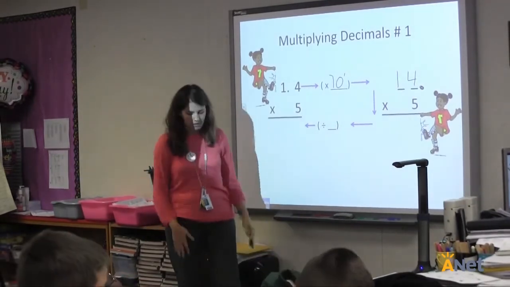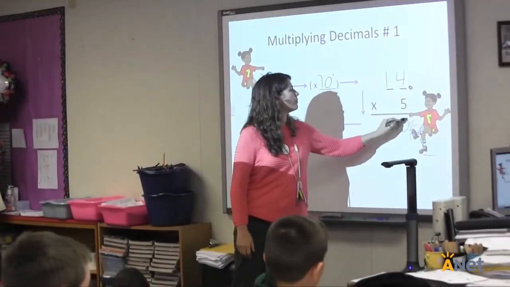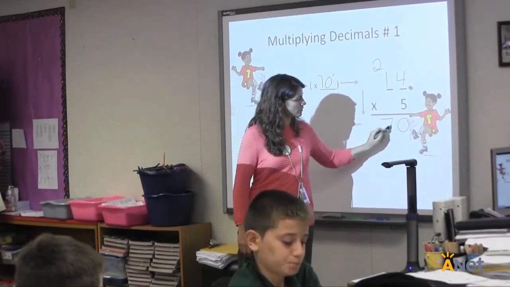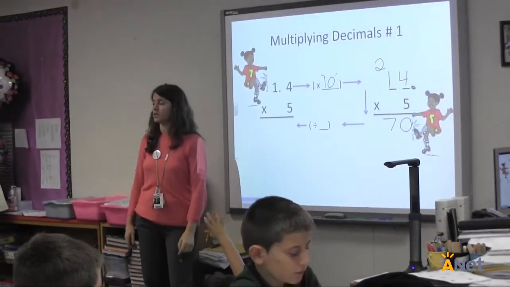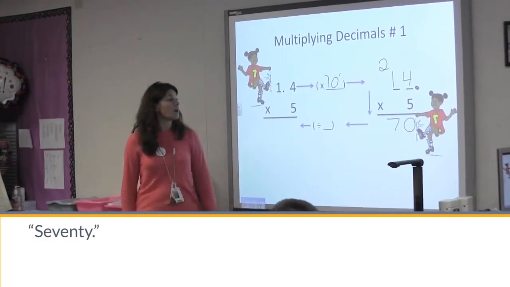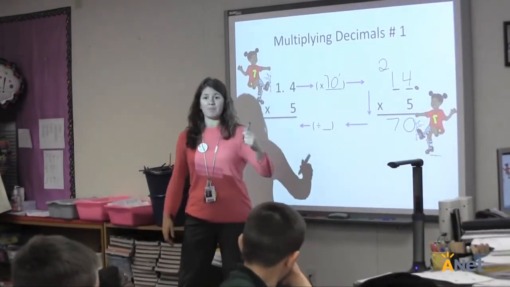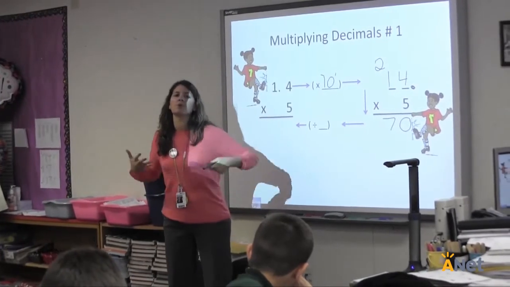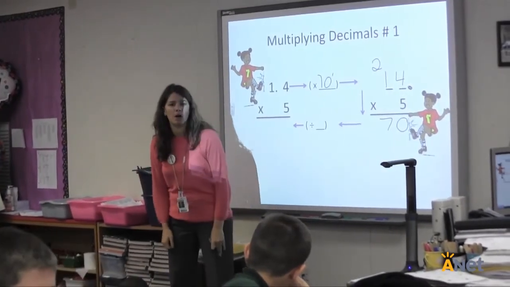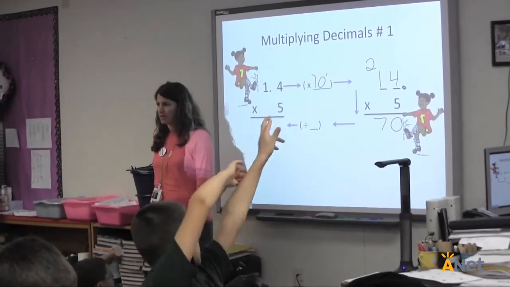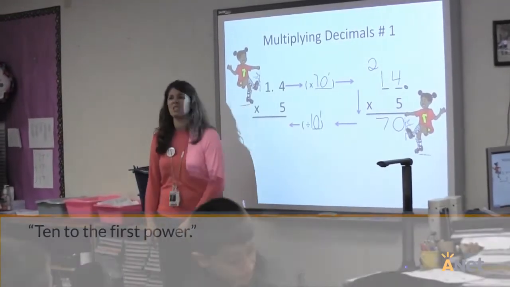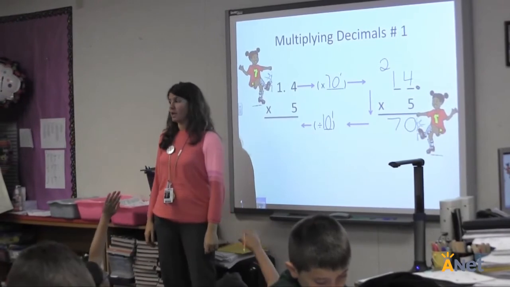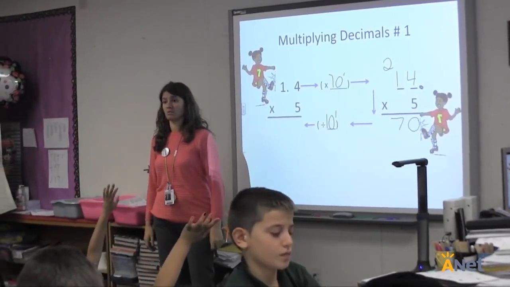Now we're going to multiply. Go ahead and do that. What do you get? 70. Now we need to divide by the same power of 10 to put the decimal back where it belongs. So how many powers of 10 am I going to divide by? 10 to the first power. And what is 70 divided by 10?